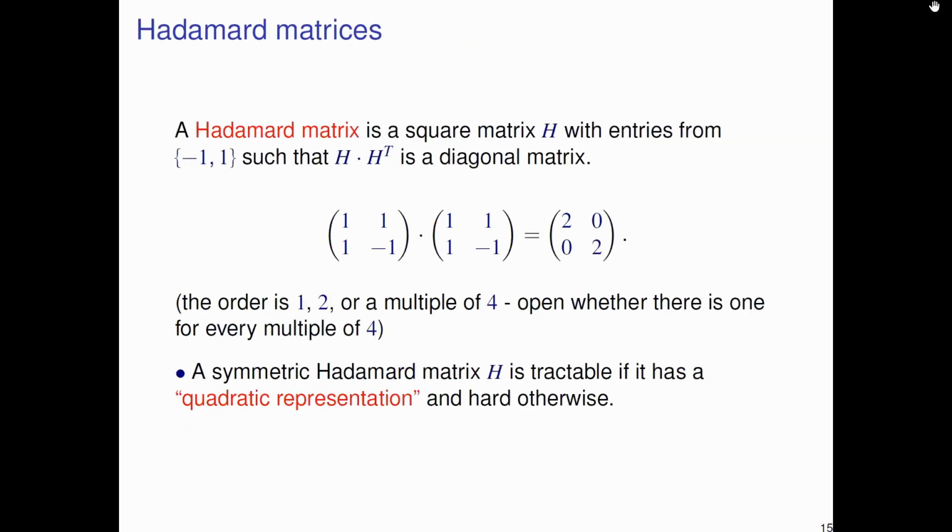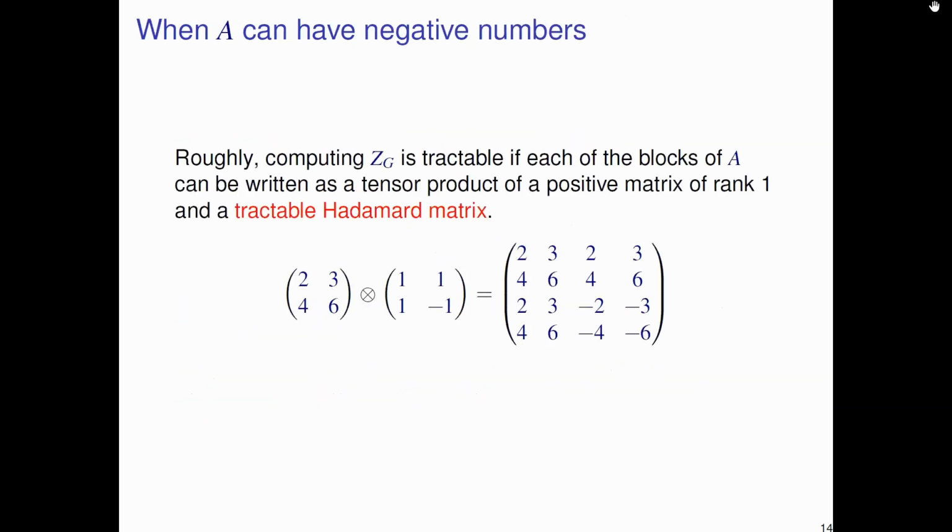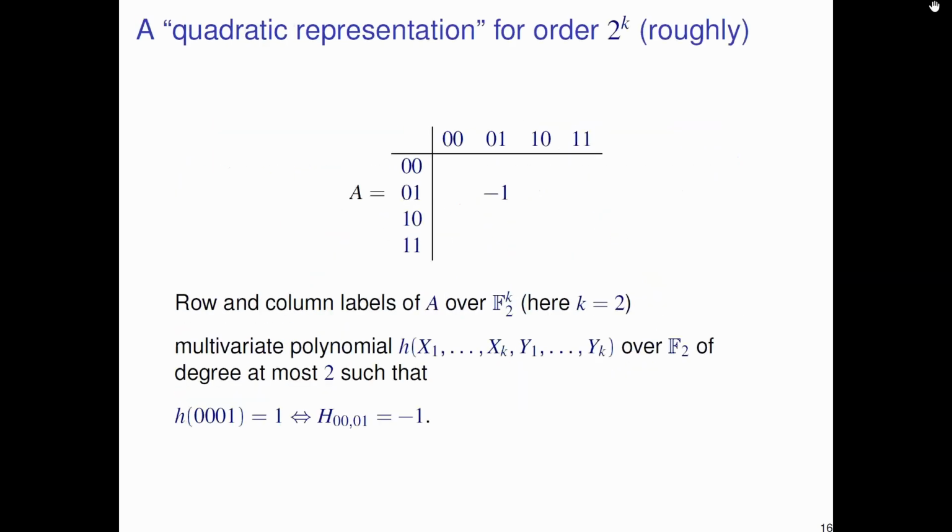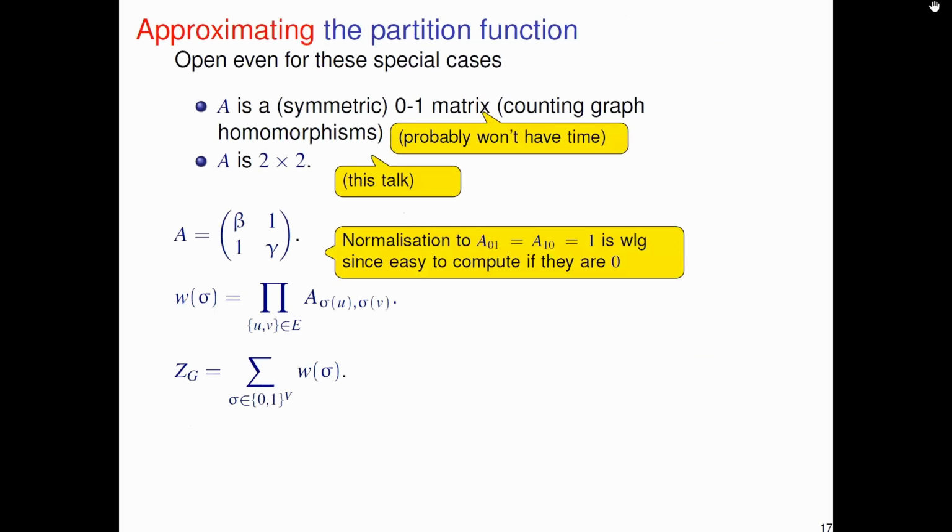Maybe that's all a bit weird, but what the truth says is this: if you take a matrix and want to know whether the partition function can be computed, it is an easy problem if and only if every block can be decomposed as rank 1 times a Hadamard matrix, which happens to have this weird quadratic representation. So that's the truth. But enough about that, because in real life, we probably want to approximate anyway.